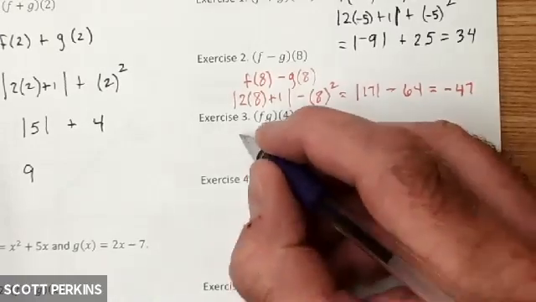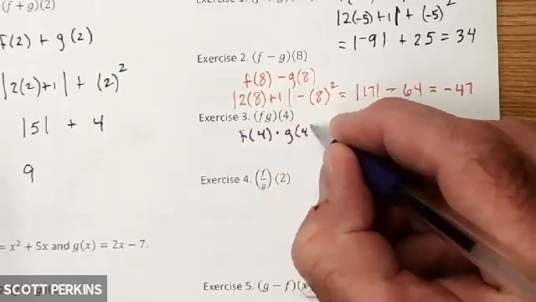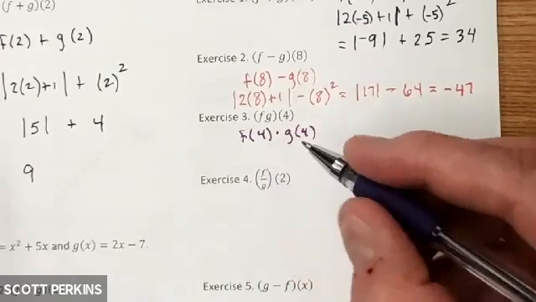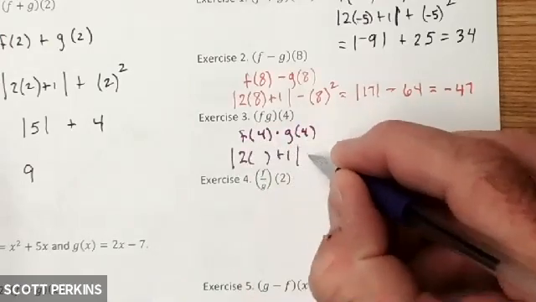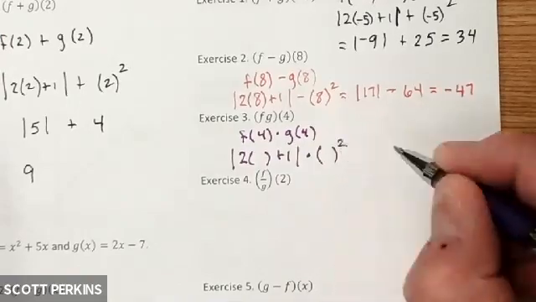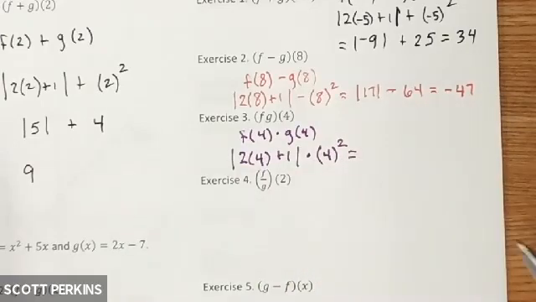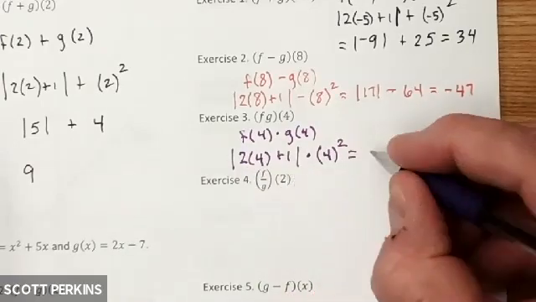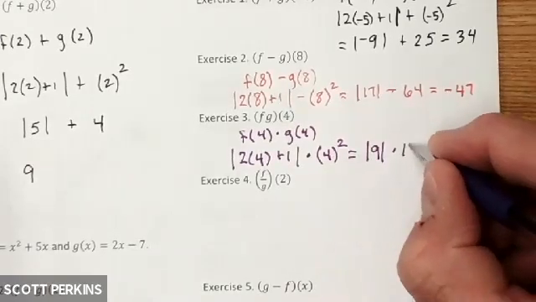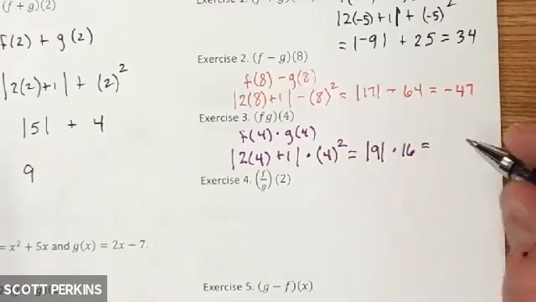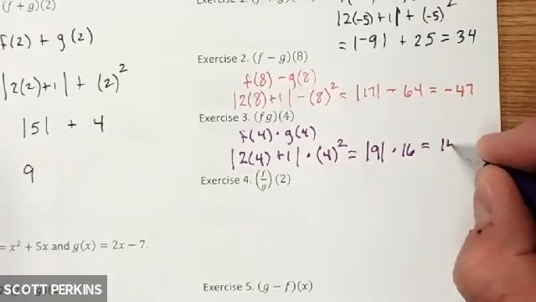So f times g of 4 is going to be the function f evaluated at 4. This time I'm multiplying the function g evaluated at 4. The function f is the absolute value of 2 times whatever I'm plugging in plus 1. The function g is whatever I'm plugging in squared. And in both cases, I'm plugging in the number 4. 2 times 4 is 8, plus 1 is 9. That's the absolute value of 9. Times 4 squared, which is 16. Absolute value of 9 is 9 times 16, and that is something like 144. Boom. Thank you for your confidence.